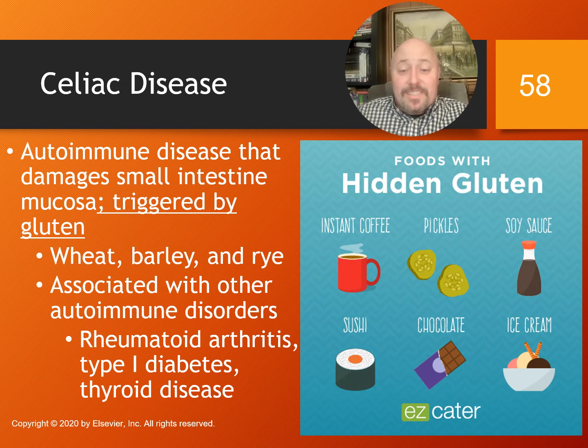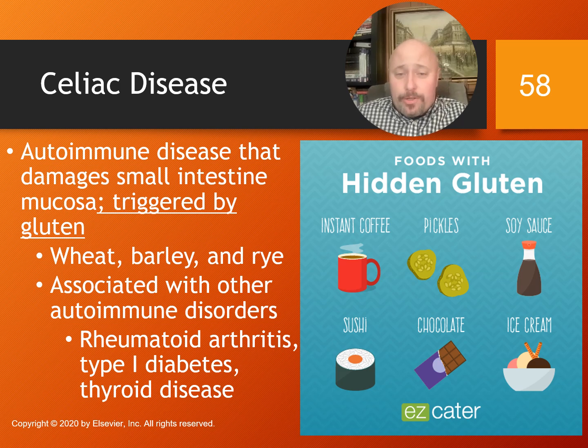We touched on celiac disease earlier. It is an autoimmune disease that damages the small intestines and is triggered by gluten. Things like wheat, barley, and rye. And it could also be associated with other comorbidities such as rheumatoid arthritis, type 1 diabetes, and thyroid disease.